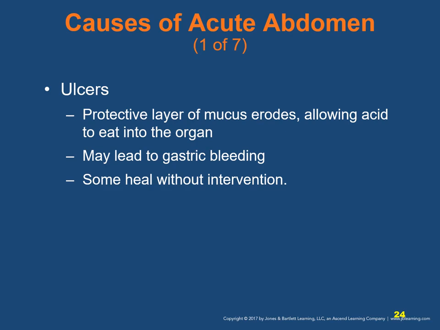If the erosion is severe, it can lead to gastric bleeding. Peptic ulcers affect men and women equally, but do occur more frequently in the geriatric population. And it is usually described as burning, gnawing pain in the stomach that subsides or diminishes immediately after eating. Nausea, vomiting, belching, and heartburn are common symptoms. Some ulcers heal without intervention.